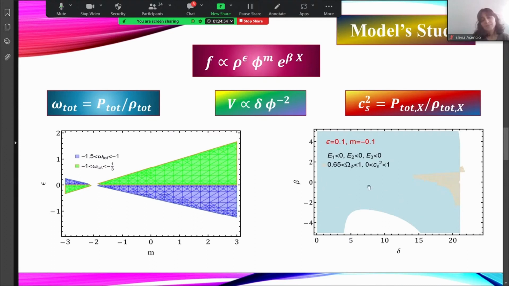So in that way, for different epsilon and m, our model is producing enough acceleration, and the fractional field density is dominating in the late time cosmic era, as well as the sound speed being in the positive limit.